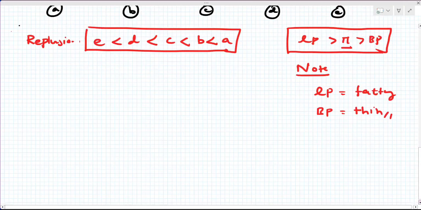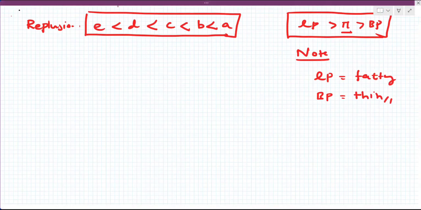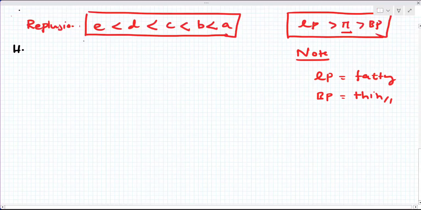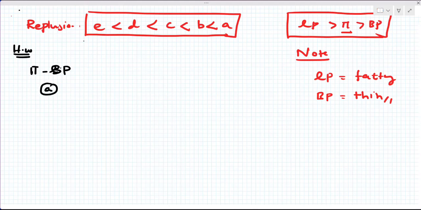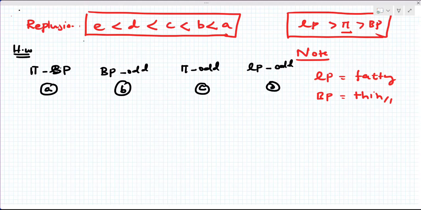You can try this question as homework. Pi bond, lone pair, bond pair: this is A. Bond pair and odd electron: this is B. Pi bond and odd electron: this is C. Lone pair and odd electron: this is D. Among these four, tell me the order, which is more repulsion and which is less repulsion. Do this homework yourself and tell the answer in the comment section.